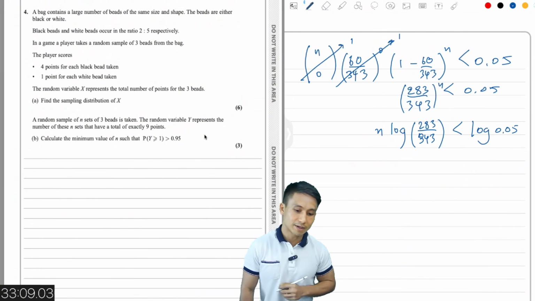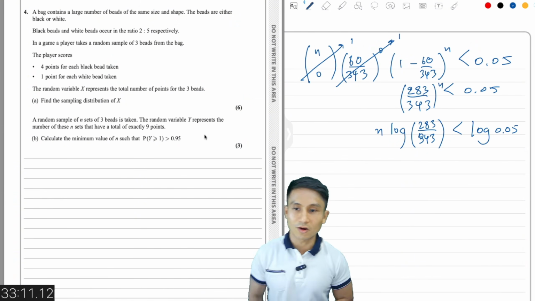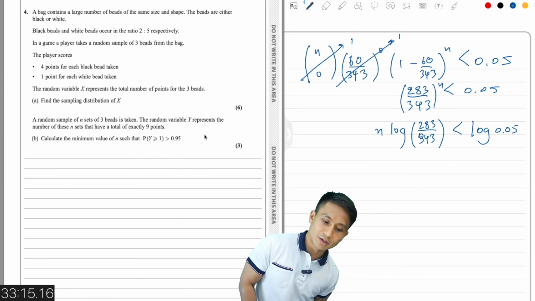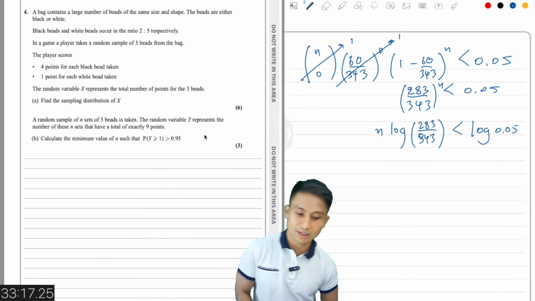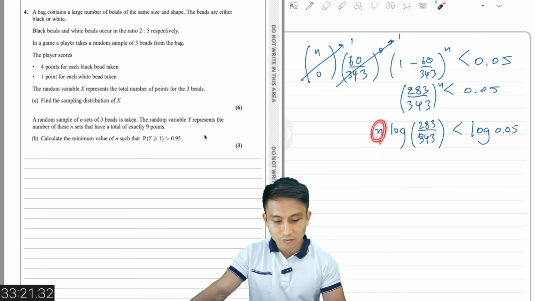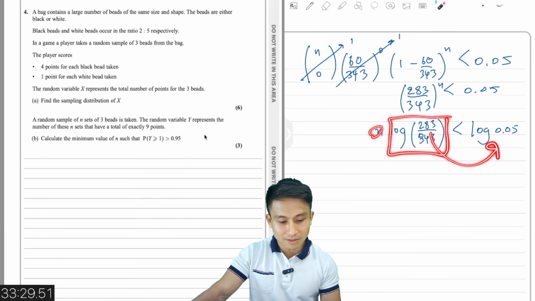Yeah, you're going to have that, just taking log on both sides. Now, it is important to know that when you do that, you want to solve for n, right? You want to solve for n. Now, only by taking log, you've got to be careful, because when you solve for n, you want to divide this into both sides, right?